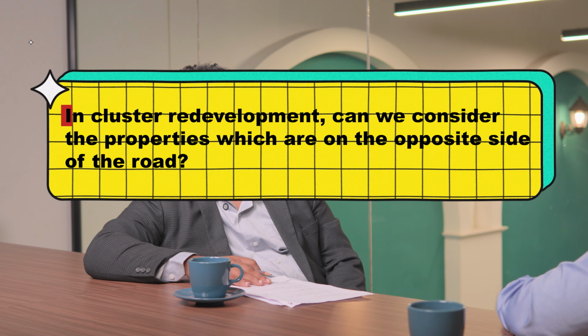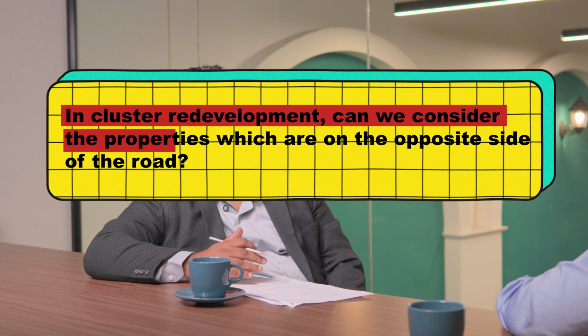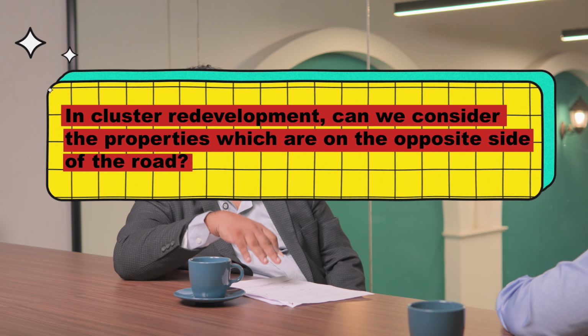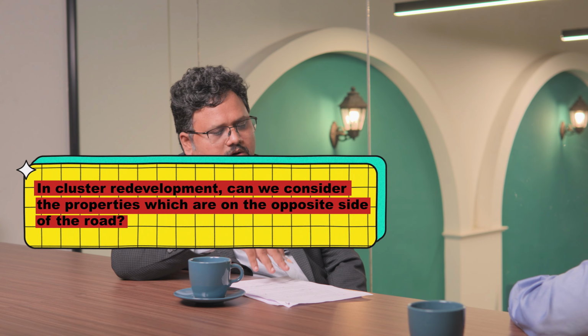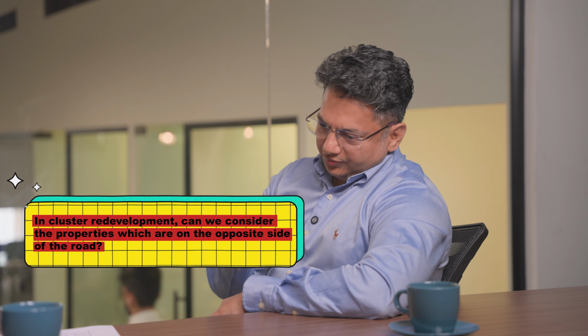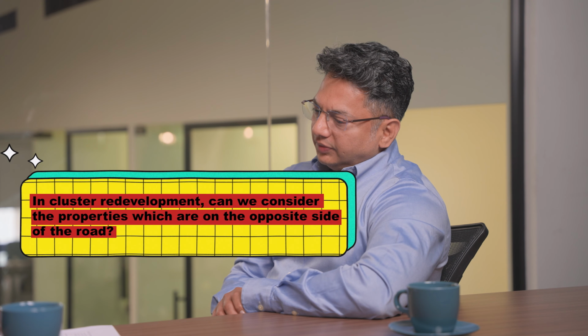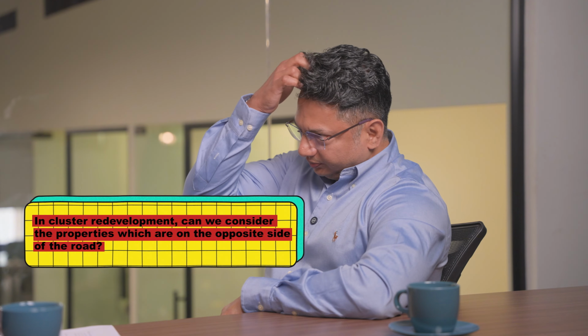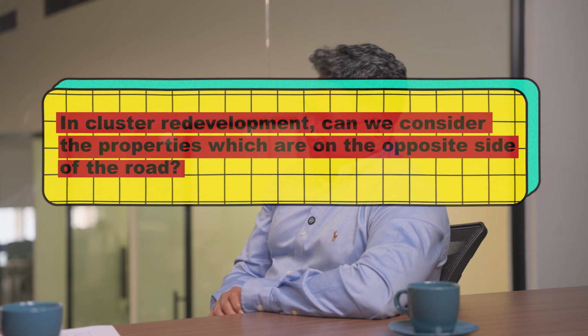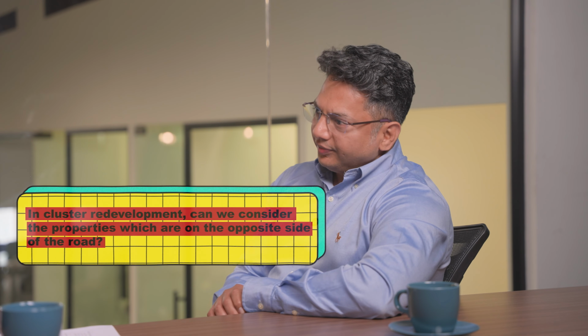So in a cluster, can we also consider those societies which are on the opposite side of the road? Is there anything which the government is thinking of to include those societies? Yeah, in certain cases we can. Many times, the sharing component, what we are supposed to hand over to MADA, maybe we can propose it on the opposite side, and we can merge those members in the scheme which is on the larger plot.